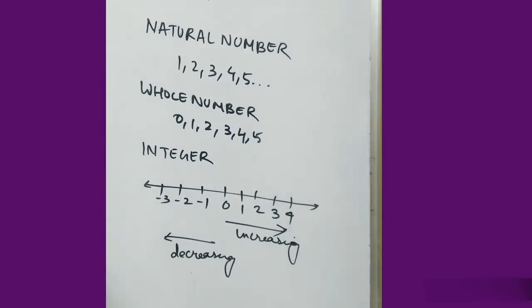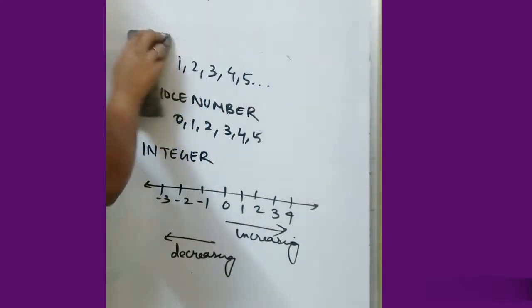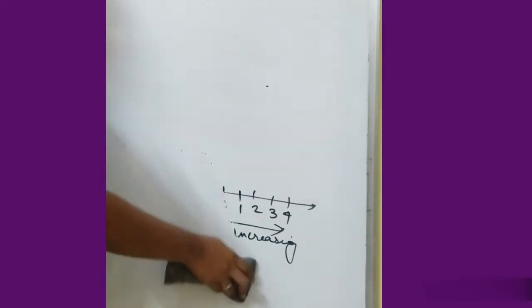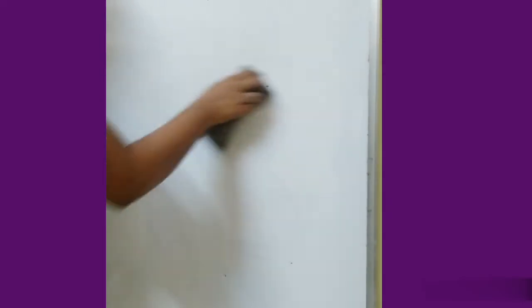In our lecture, we are going to start with the addition and subtraction of integers. I'll show the addition and subtraction of integers by using a number line. But before going to the number line, I'll give certain rules for that.